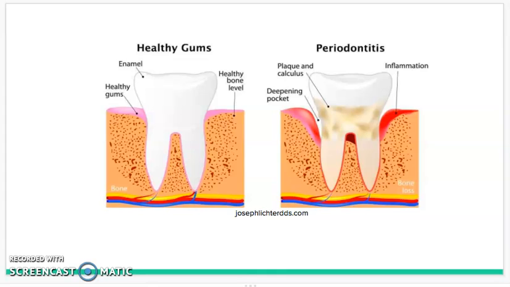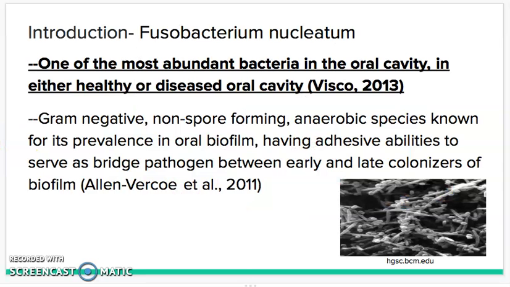I just gave a diagram of periodontitis and what it would look like in healthy gums compared to periodontitis. You can see how much damage builds up when you have periodontitis and how the bacteria affects it in the mouth. And you can see here the healthy gums and the enamel and what it would look like healthy compared to periodontitis and how much it ruins the tooth and the enamel and the bone structure.